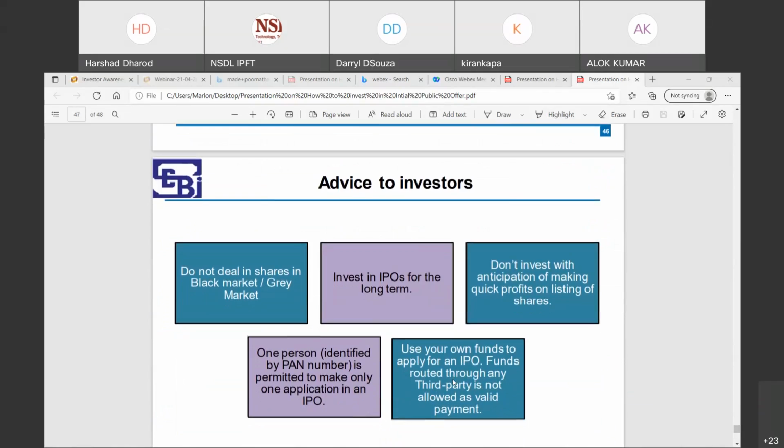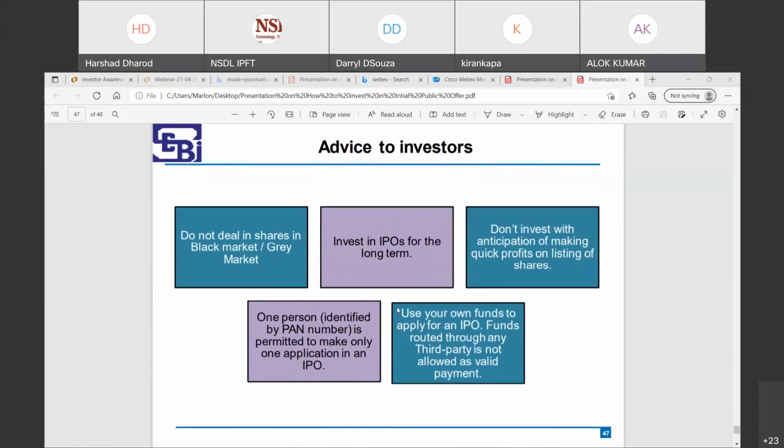So this is the crucial one: do not deal in the black market or gray market, because before an IPO you get hints about what the gray market prices are, and then you invest in the IPO. This is what we typically suggest to everyone: don't go by market sentiments. You need to go through the offer document thoroughly and then take an informed decision before investing in an IPO. We can move to the next.